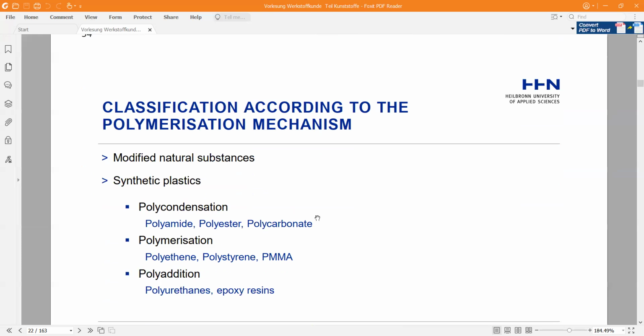According to the polymerization mechanism, we find natural substances and synthetic plastics. Polycondensation gives polyamide, polyester, polycarbonate. In polymerization, we can produce polyethylene, polystyrene, and PMMA. Polyaddition, we can get polyurethanes and epoxy resins.